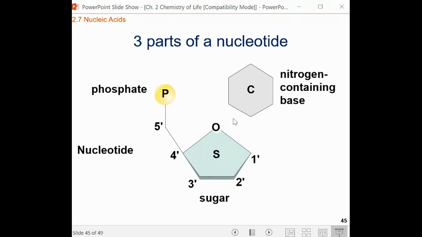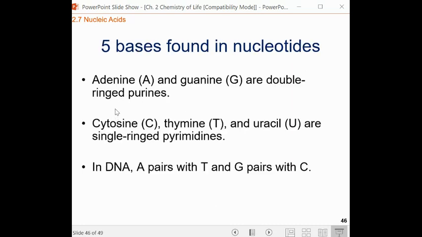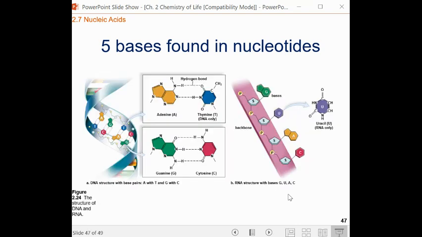If you look at a nucleotide, we can see the phosphate group, we can see the sugar, and then there's a nitrogen-containing base. And there are 4 different kinds of, well, actually 5 different types of bases that can be added to this. The bases that are found in your nucleotides, we have A and G. These are double-ringed purines, and C, T, and U, which are single-ringed pyrimidines. In DNA, A pairs with T, G pairs with C. Hopefully that feels familiar to you. In RNA, the T is replaced with a U, but otherwise we have the same basic pattern followed.